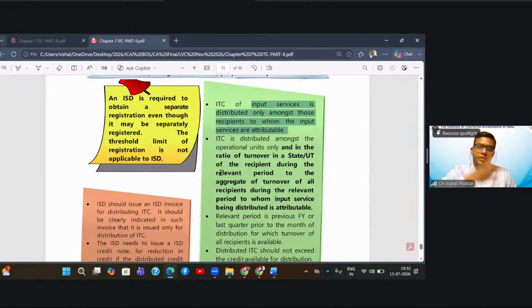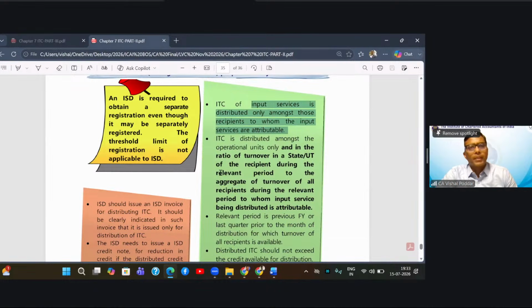Now, this invoice, since it is covering all 7 units, won't go to any of the units. It will come to the head office, and the head office will take this invoice under the ISD registration. Whatever GST is charged by the cost auditor will come as your ITC. Now, what this first point says is, when I distribute the ITC, I have 10 units, but I will not distribute it to all the 10 units. I will distribute it only to that unit to whom this input service is attributable.